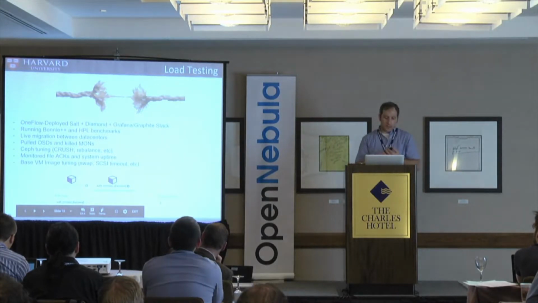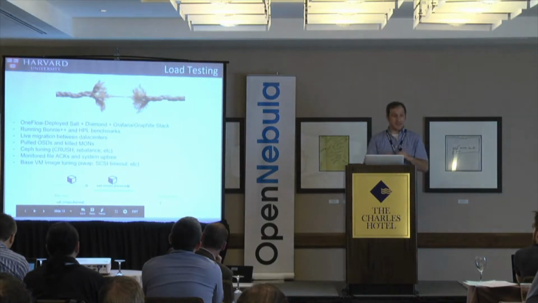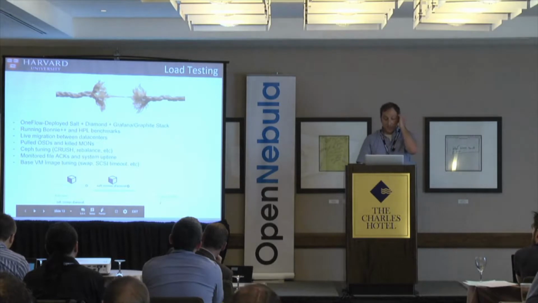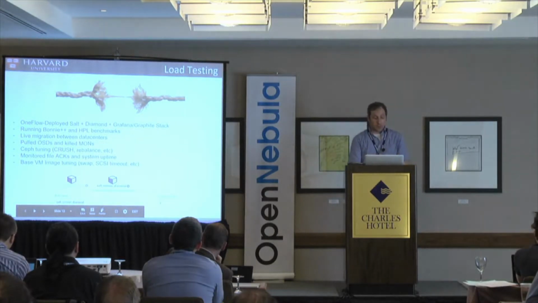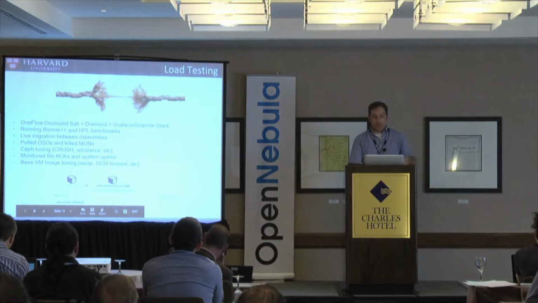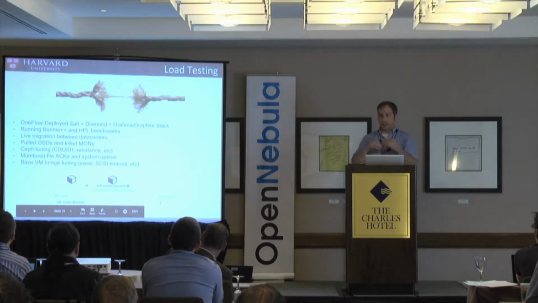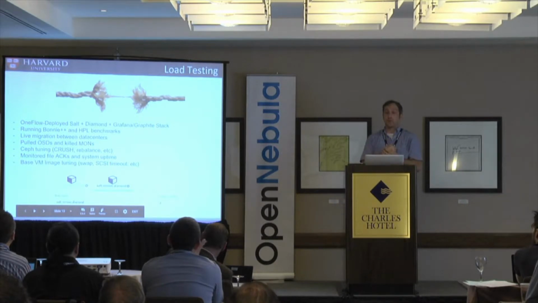So to make sure that we had actually designed something that wasn't still susceptible to that, we used OneFlow to deploy a Salt, Diamond, Grafana, Graphite stack. Salt is basically just so we can do remote orchestration, like execute commands remotely on a bunch of VMs. Diamond collects a bunch of stats about them while they're running, and then Grafana makes plots, and we can make arbitrary plots based on any of the data coming in.